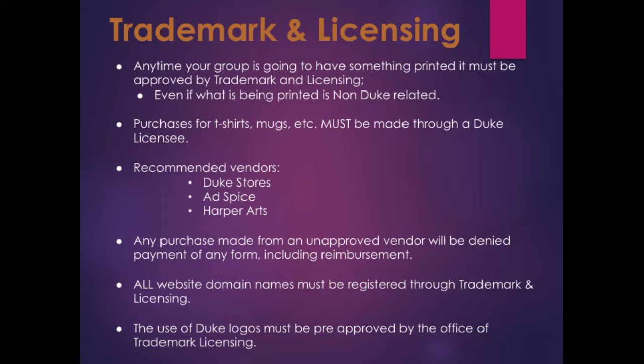If your student organization wants to create an external website, you must go through the Office of Trademark and Licensing. Alternatively, groups may work with Duke OIT to set up a free sites.duke.edu website. Duke protects the use of its logos. If you would like to include any references to Duke, it must be pre-approved by the Office of Trademark and Licensing. Plan ahead and seek approval early.